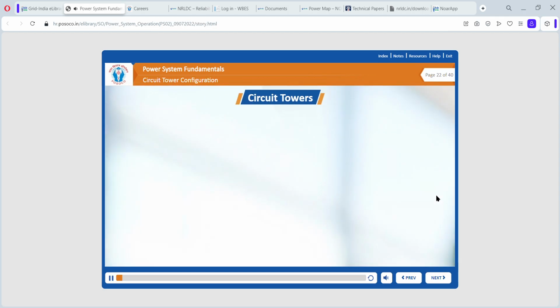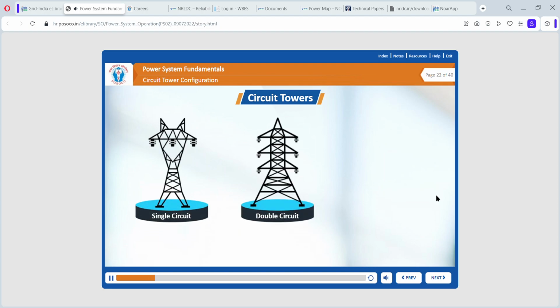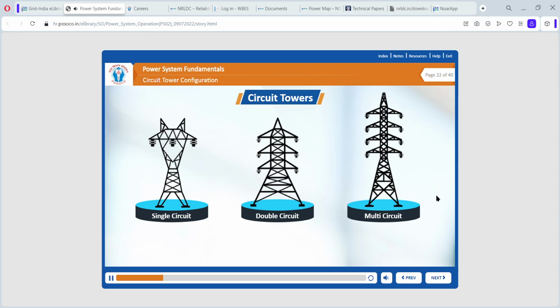Based on the number of circuits carried by a transmission tower, it can be classified as single circuit tower, double circuit tower, or multi-circuit tower. Let's see the basic differences between them. Single circuit transmission line refers to an arrangement of conductor over the transmission tower. In single circuit transmission line, three conductors corresponding to three distinct phases, that is, R, Y and B phase, are run on the transmission tower.